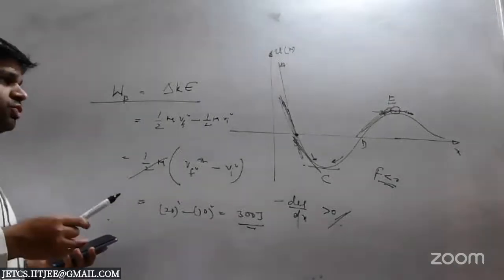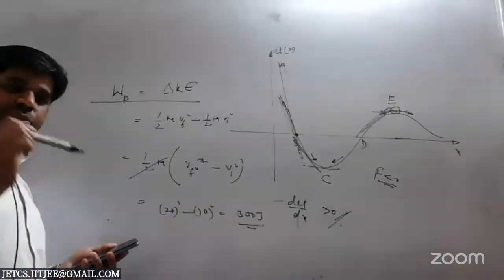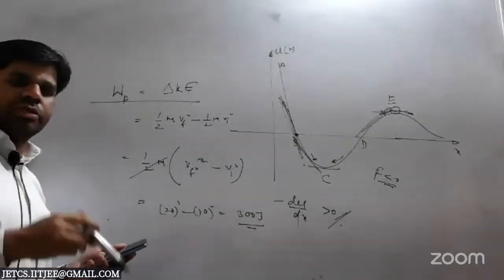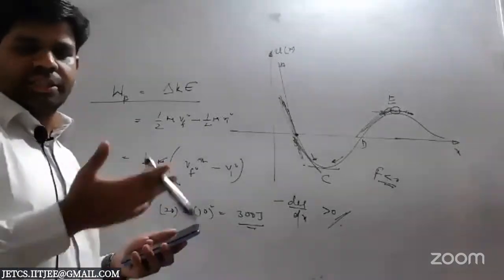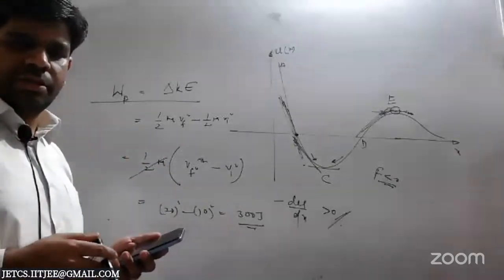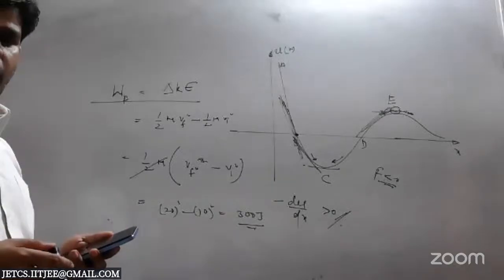Speed is increased, so kinetic energy is increased. So energy is injected into the system. So work is done on the particle by the external force. That is why kinetic energy is increased. Work is not leaked out. Work is injected into the particle. Energy is injected, so work is done on the particle.